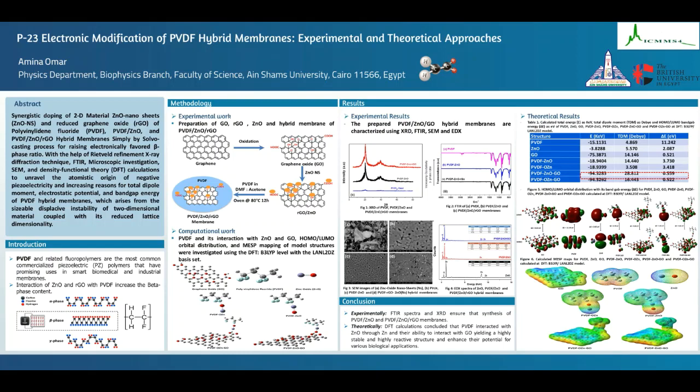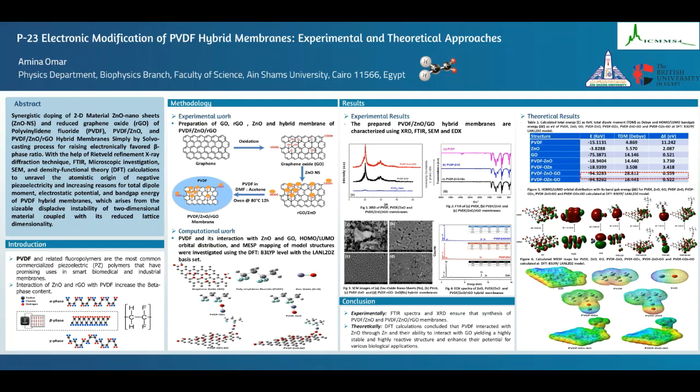Poster number 23, electronic modification of PVDF hybrid membrane, experimental and theoretical approach, presented by Amina Omar, lecturer of Biophysics, Faculty of Science, Ain Shams University. In this work, we focus on PVDF polymers. PVDF is a type of fluoropolymer, and it is one of the most common commercial piezoelectric polymers, with promising use in smart biomedical and industrial membranes.